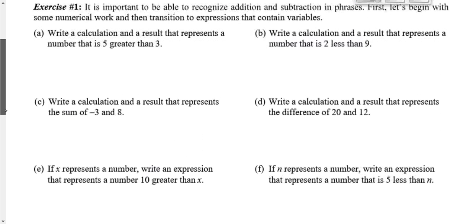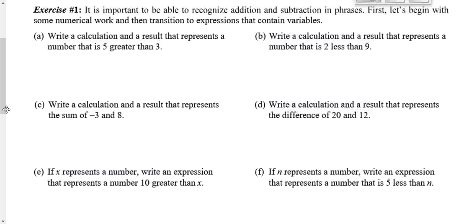So part A here, write a calculation and a result that represents a number that is 5 greater than 3. What would we write? Yeah, 5 greater than 3. 3 plus 5. I would tend to start with 3, but I guess it doesn't matter too much. There's 3, and there's 5 greater than it. Okay? And they do want the result, so that's obviously 8.